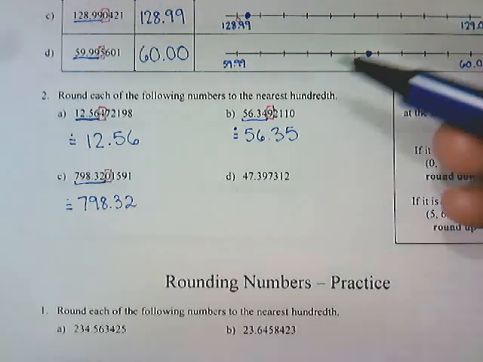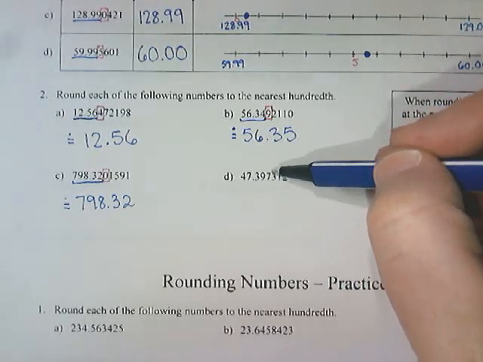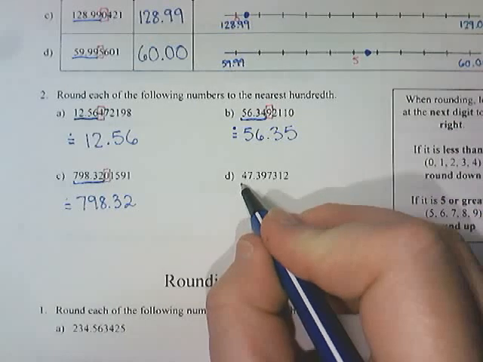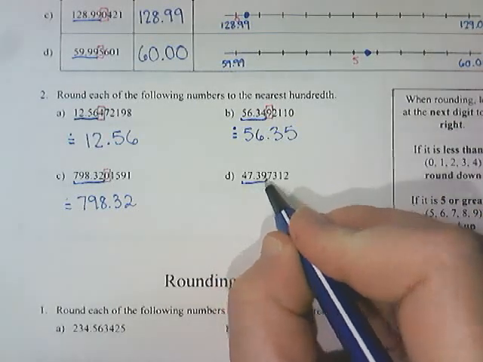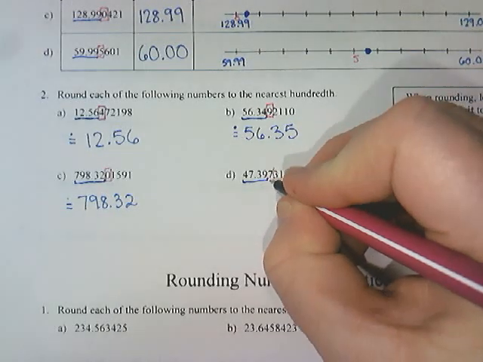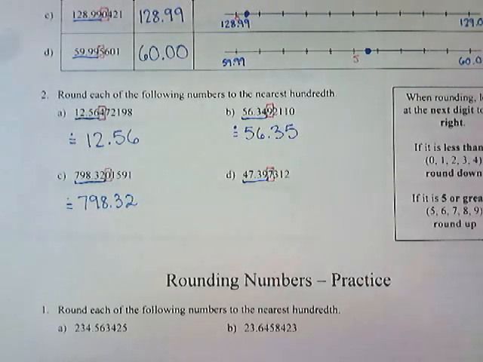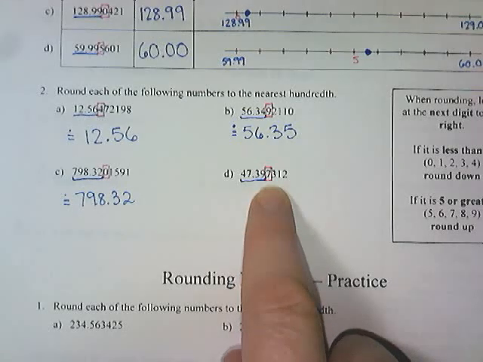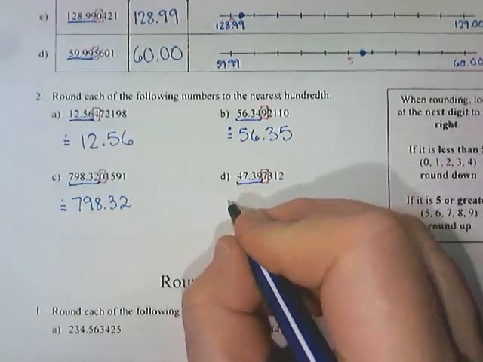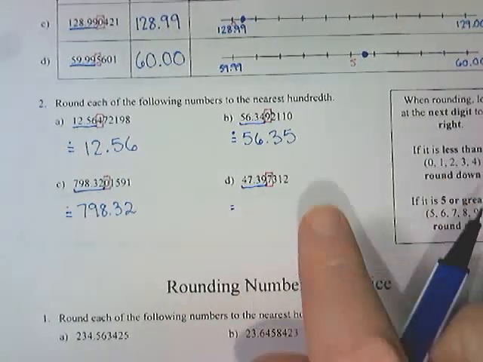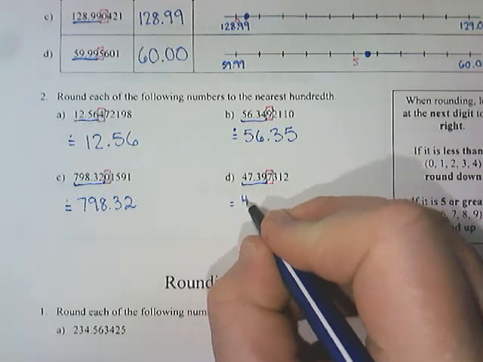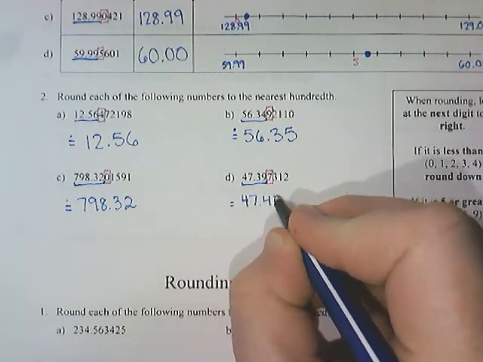All right, and our last one, we have 47.397312. So we want the nearest hundredth. That would be 47.39. And then I would look at the next number, which is a 7. So a 7 means we are closer to the rounded up number than the rounded down number. If I push 39 up, that's going to be 47.40 approximately.